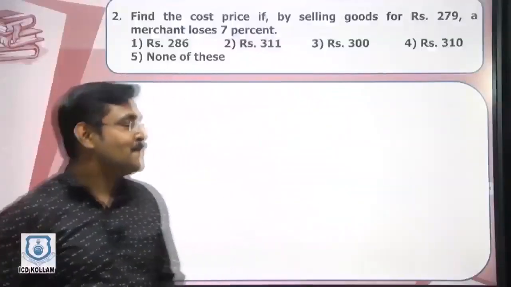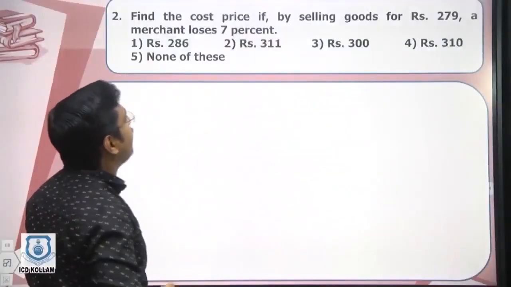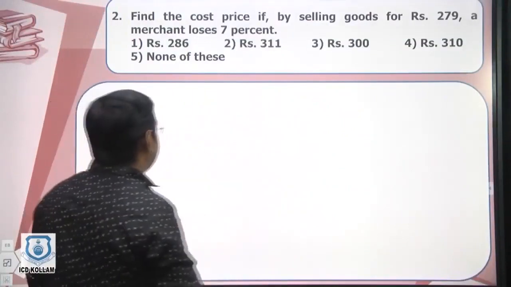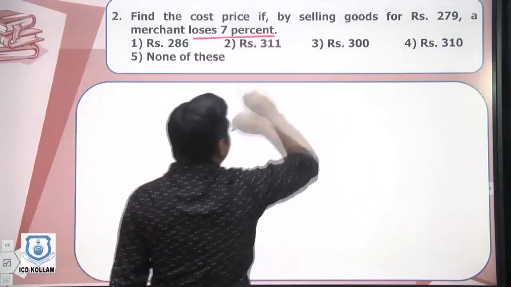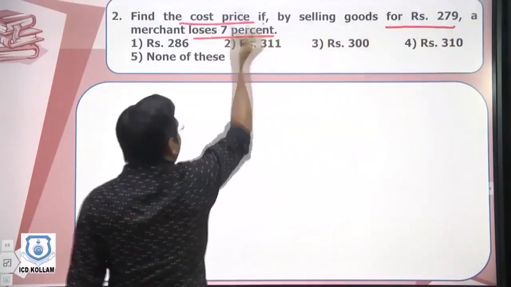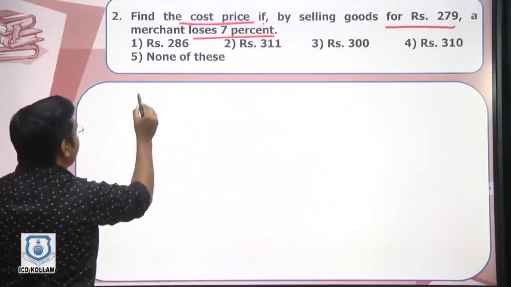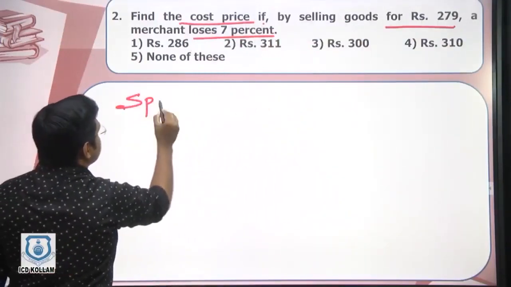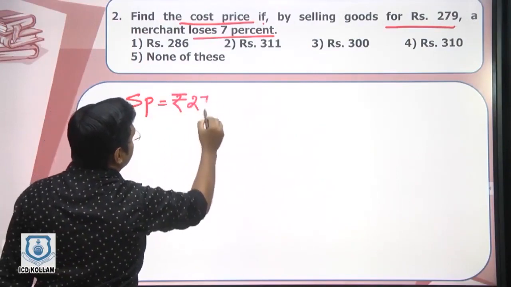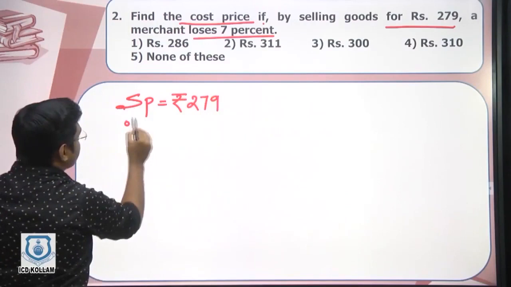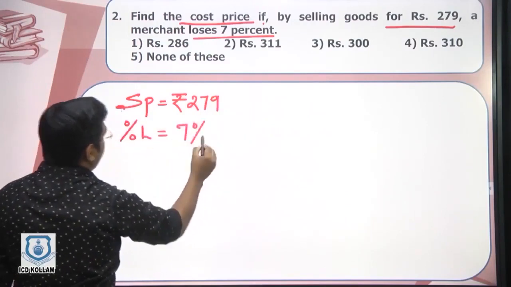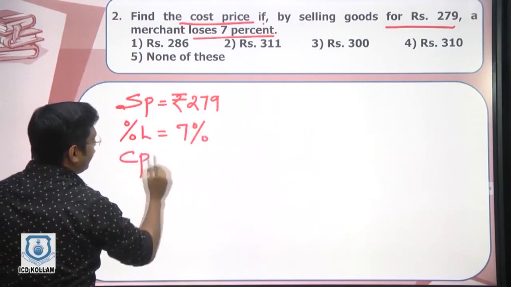Answer. Question number 2. Find the cost price if by selling goods for rupees 279, a merchant loses 7%. Yes, the loss percentage is clearly given, and the selling price is also given. We need to find the cost price. So first of all, I am considering the given values. Selling price is given as rupees 279. Also the loss percentage is given as 7%. And what we need to find? We need to find the cost price.